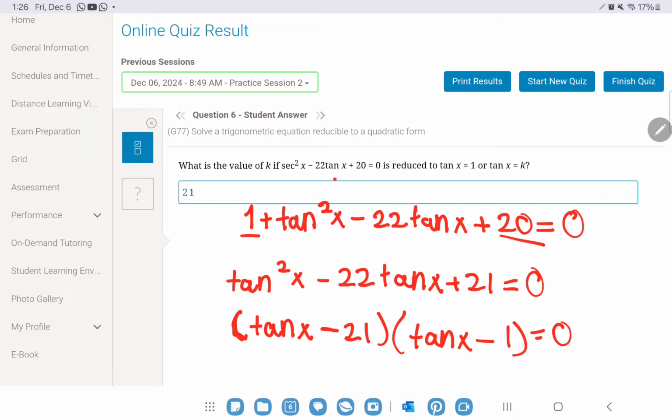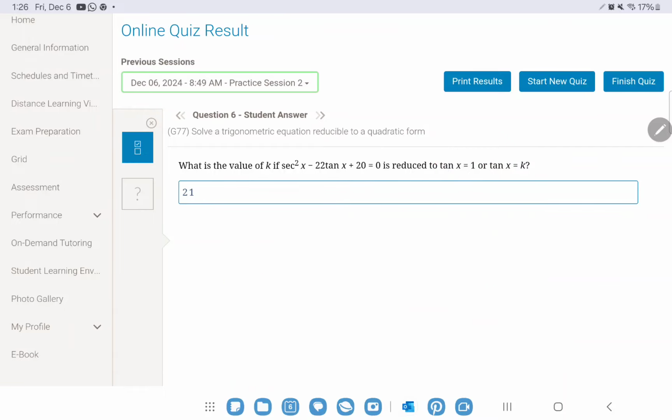Now that we have these, you need to find out what makes each bracket 0. So tan x minus 21 equals 0, so tan x equals 21. Tan x minus 1 equals 0, so tan x equals 1. So tan of x could either be 1 or 21. That's how you solve. Really easy. Now let's move on.